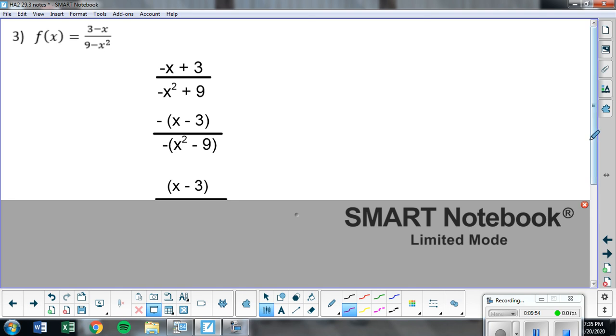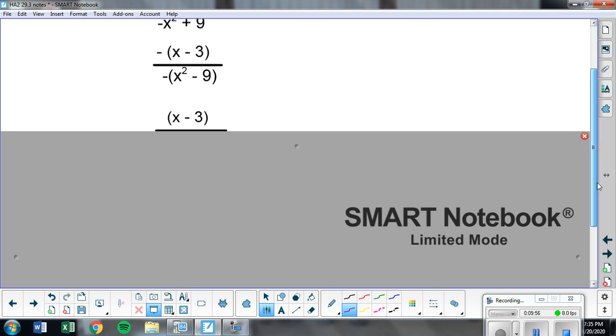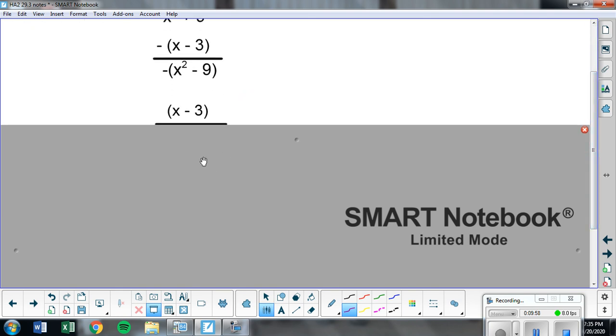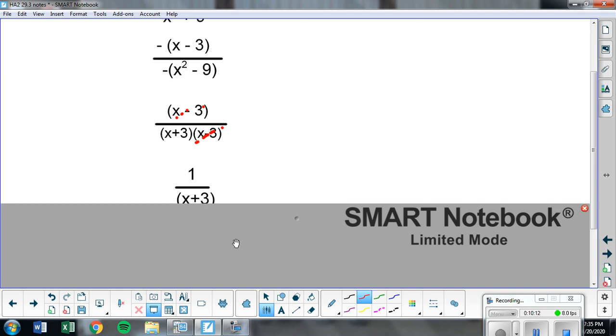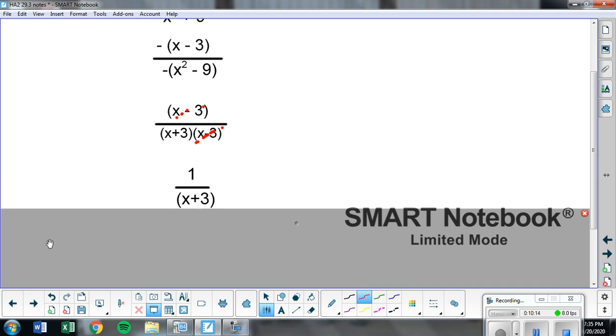So my numerator is x minus 3. My denominator factors, x plus 3, x minus 3. That goes away, that goes away. What happens if there's nothing left on the top? It's just a 1 over x plus 3. Okay, we're ready for our questions.